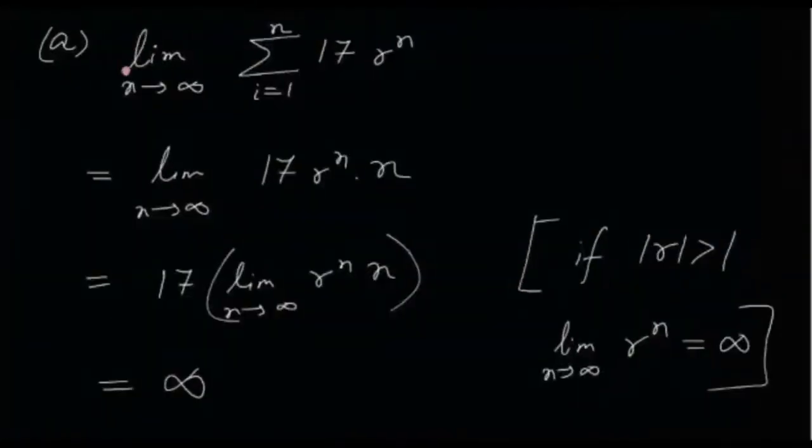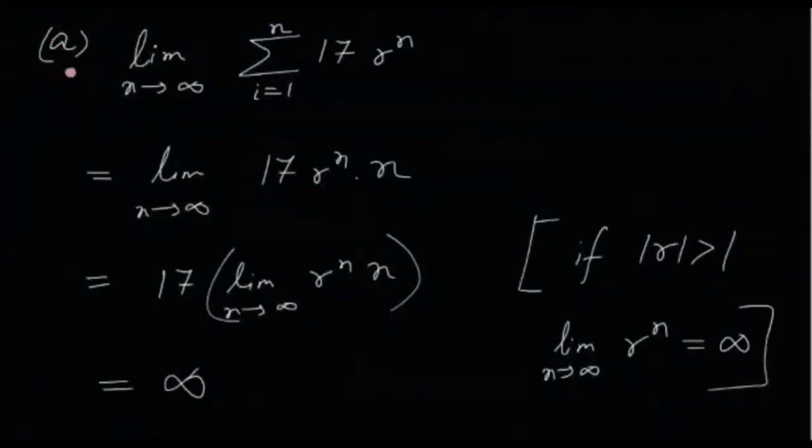So, first part, option A. The limit of the summation, i running from 1 to n, of 17 into r to the n. This is actually nothing but 17 into r to the n into n, because this part does not comprise i. So this entire thing comes out of the summation, and the summation, i running from 1 to n, just applies on a constant 1. So this expression is 17 into r to the n into n, right? Now this is actually nothing but infinity, right?